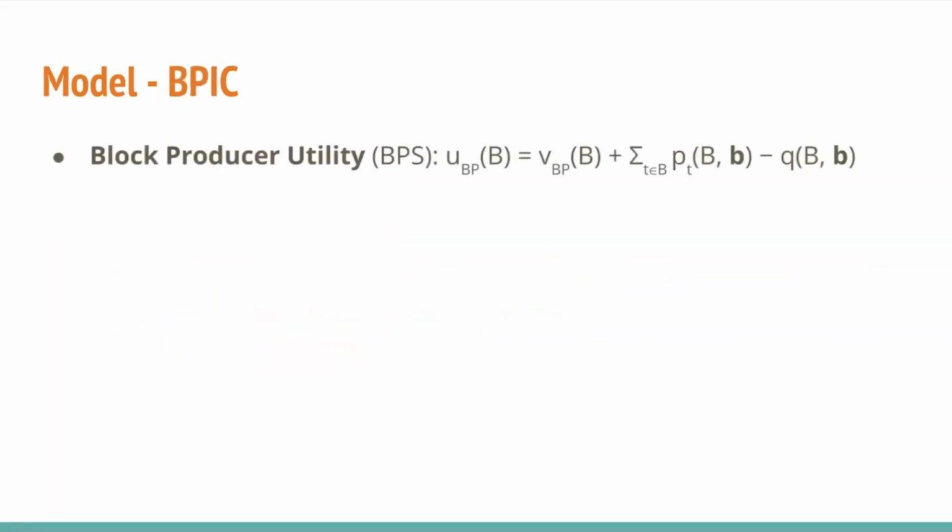And so I'm getting into BPIC. Here we call the block producer utility BPS, which stands for block producer surplus. That will basically just be the block producer's value for the block plus the sum of their payments in that block minus total burn. You can think of this as their value for the final thing they select plus their net cash flow of the payments, or what they take in. The burning is what they're required to spend out by the protocol.